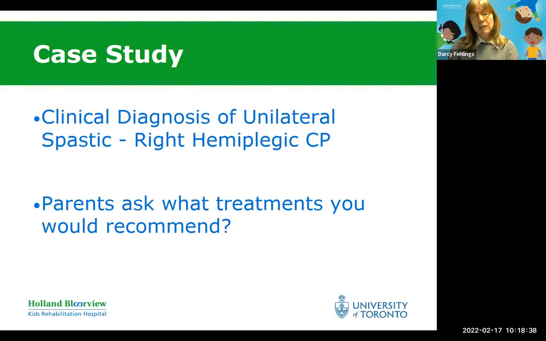So back to our case study. You've made a diagnosis of unilateral spastic right hemiplegic cerebral palsy, and the parents look at you and say, okay, well, what treatments are you going to recommend?